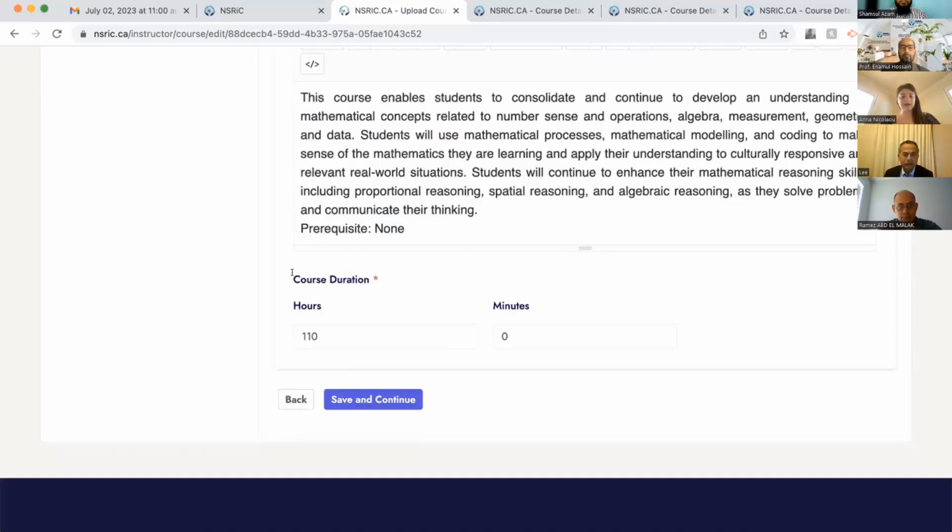So then we have course duration. So what I want to mention with this isn't just the lecture duration. This isn't just how many hours of lectures there are. This is how many overall hours the course goes through. And so for any high school course, the ministry says it's 110 hours. So that's what I put here.